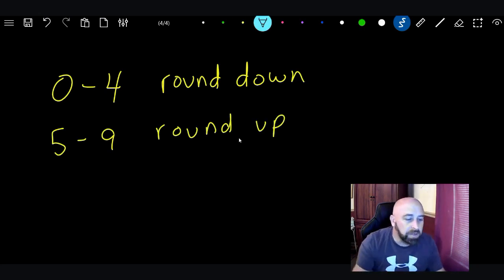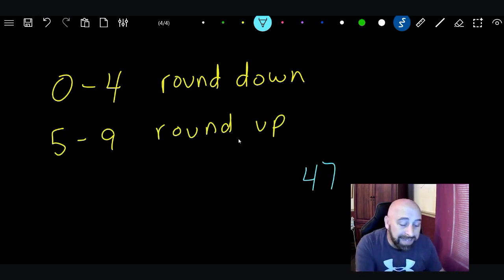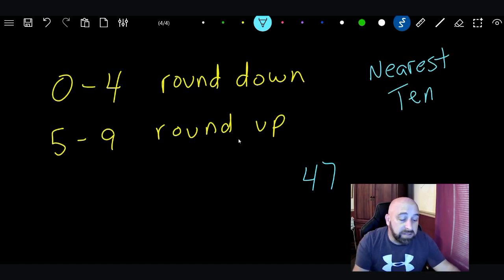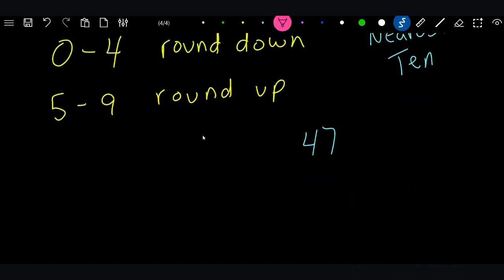Okay, so 47. Round that number off to the nearest 10. So what we do is we look at our place value, and our place value says the 4 is in the tens. So I'm doing, let me write this, nearest 10. We want to round to the nearest 10. So now we say which one is in the 10 spot. Well, 4 is in the 10 spot, right? Remember that? The second one. So this one is the ones. The 4 is in the tens.